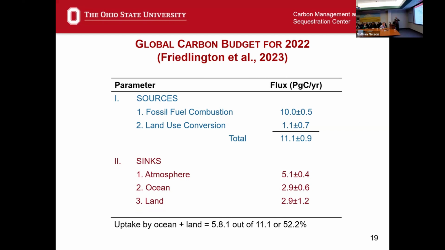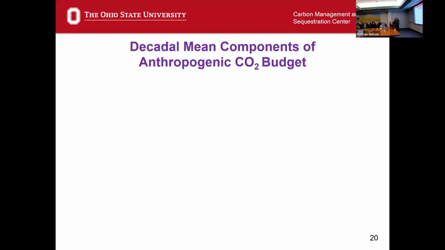So this is the per year budget that I showed you previously. 58.1% was absorbed by land and ocean together, and 2.9 out of 11, about 25-26%, one fourth, was absorbed by land. But the important part to remember is that this is an incomplete budget.